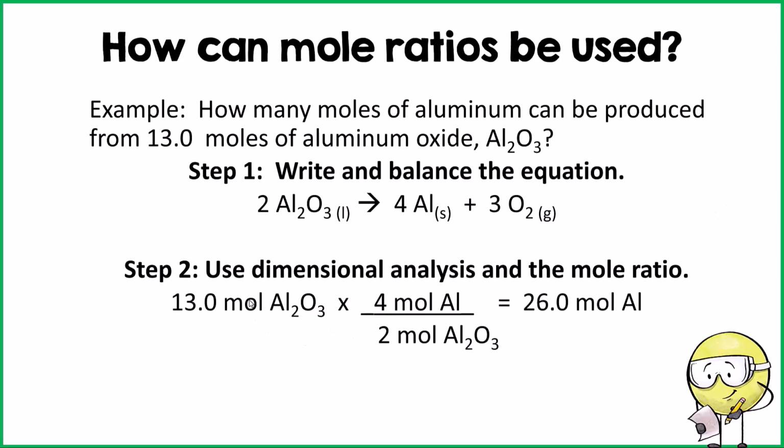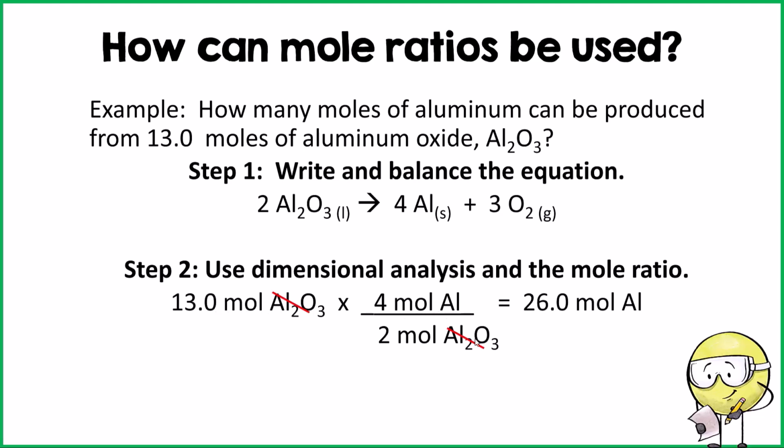So the way this works is we're going to take our given substance, our given value, 13.0 moles. And again, we are writing that substance name here, 13.0 moles of aluminum oxide. And then we're using our mole ratio here. Since we have aluminum oxide on the top, we're going to put aluminum oxide on the bottom of this conversion factor. And from these coefficients, we know that there's 4 moles of aluminum for every 2 moles of aluminum oxide. And then we're going to cancel out those moles of aluminum oxide, leaving us with moles of aluminum.